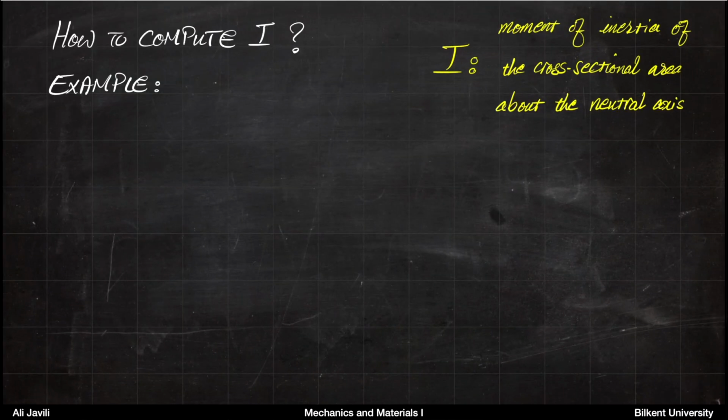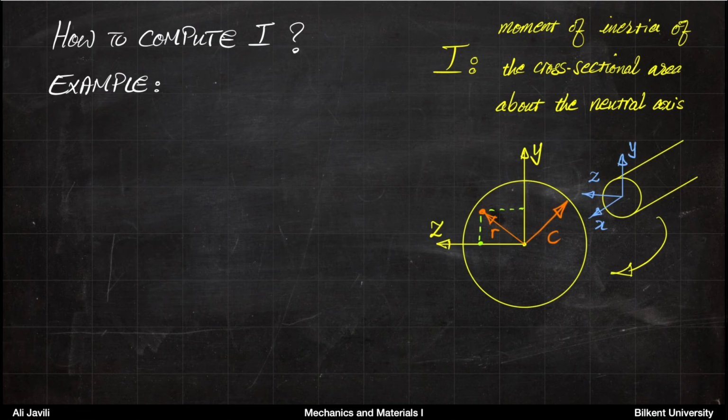In order to learn how to compute the moment of inertia I, we do this using two examples for two different cross-sectional areas. First, for a circular cross-section. For a circular cross-section, you would know that the neutral axis is in the middle because it's passing through the centroid. If you want to calculate the moment of inertia for this cross-section, I with respect to the z-axis, that would be the integral of y squared dA.